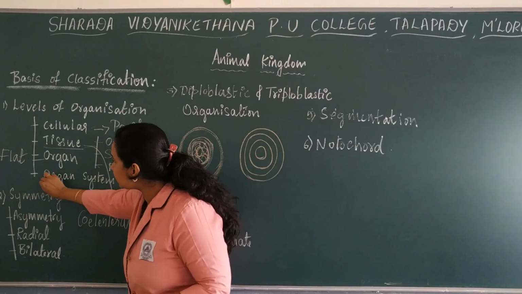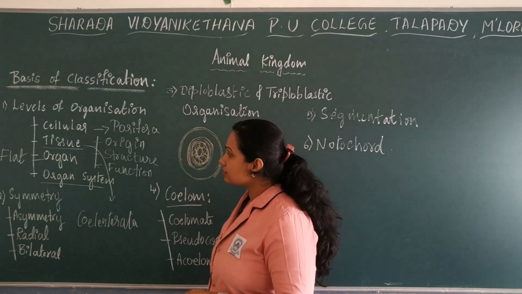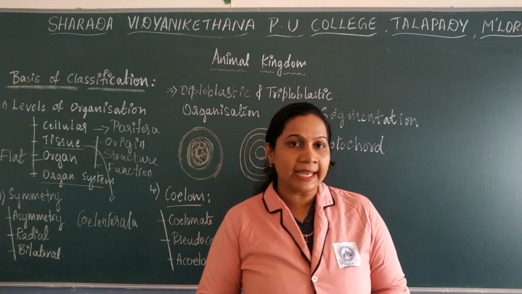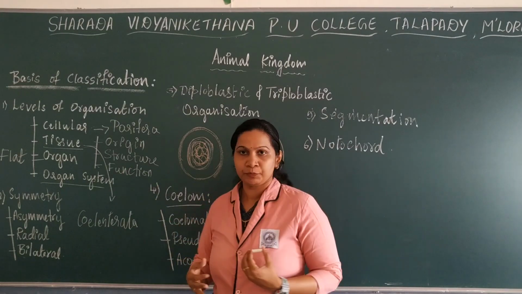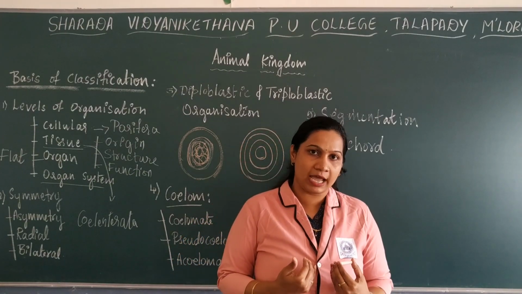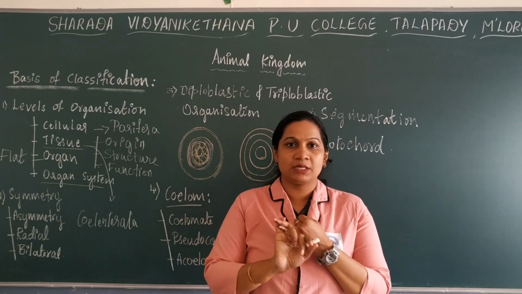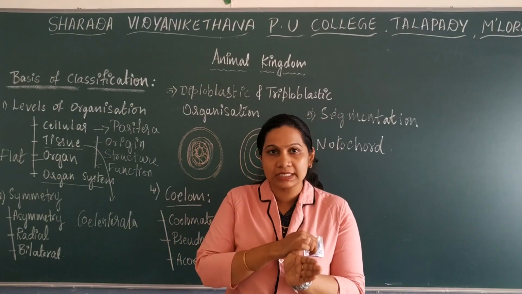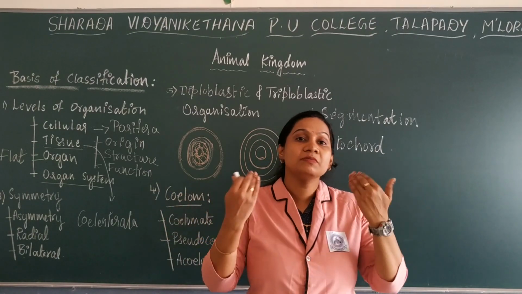The last type is the organ system level of organization. So what is this organ system level of organization? Here the body of the organism mainly consists of organ systems. We are the better examples of this. We have the organ system level of organization. What systems do we have? For example, the digestive system, respiratory system, circulatory system, excretory system, nervous system, endocrine system. All these are different kinds of systems that we have.